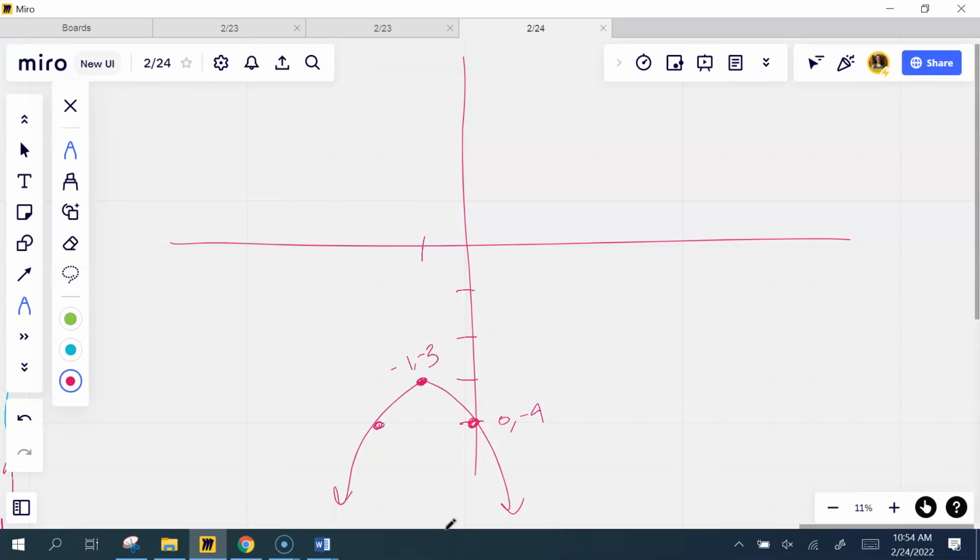So now let's identify the transformations. How about left, right? Left 1 and down 3. Does that make sense to everybody? This is my parent. How did I get here? Well, I went left 1, down 3. Okay. Do I have any reflections? Yes, this one does reflect. Does it reflect over x or over y? X.